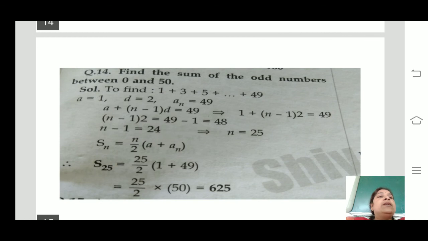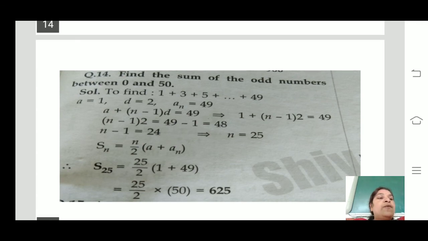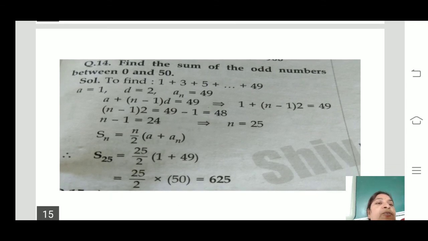Here we don't know the value of n. We don't know how many odd numbers there are between 0 and 50. Okay, we need to calculate it. An will be 49. Now use the formula for An here, that is a plus n minus 1 into D, equals 49. Replacing all the values, we have n equals 25. Hence, in all, 25 odd numbers will be there between 0 and 50.